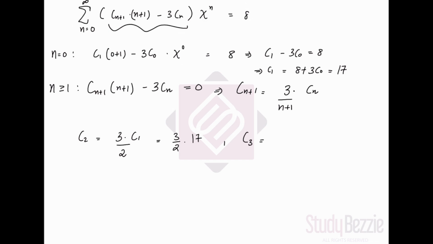You'll be like, C3 is just 3 over 3 times C2. And when you plug back C2, which is right here, you would get 3 over 3 times 3 over 2 times 17. Okay, and so on. So we don't really have to find all these coefficients. I'm pretty sure you guys can see how you found C0, C1, C2, C3, and those should be good enough to predict the pattern you're looking for in the original equation.